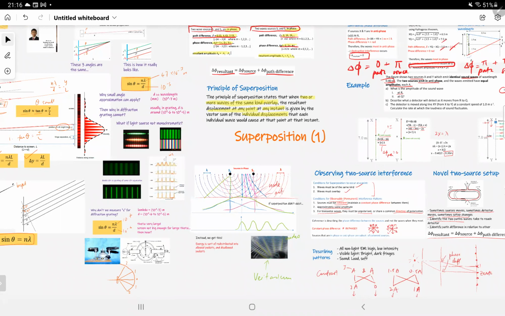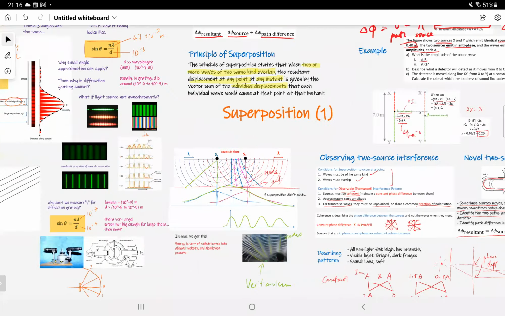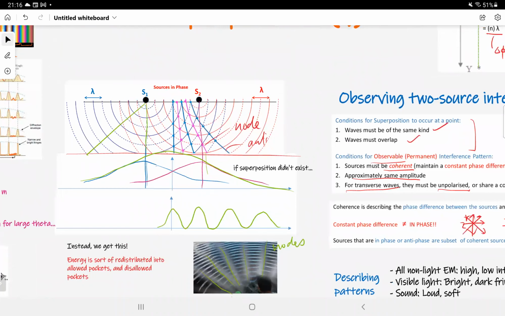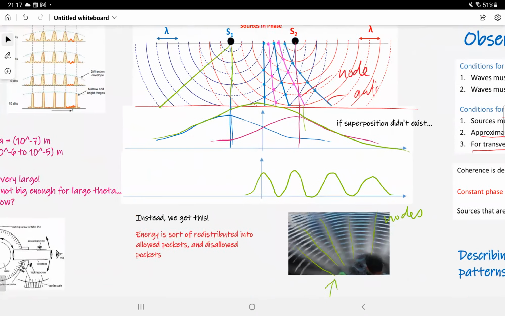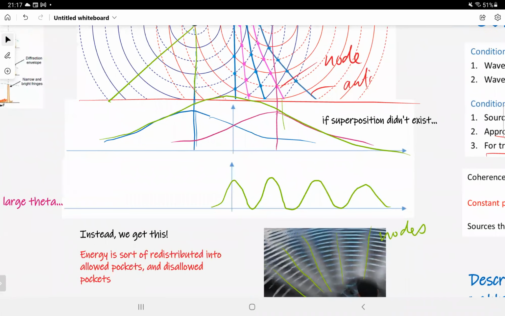Mr. Greg, can you please explain the "if superposition didn't exist" part again? Because if superposition doesn't exist, then how can the waves still add up? Oh, okay. Is it this part? Yeah. Is it the "if superposition doesn't exist"?